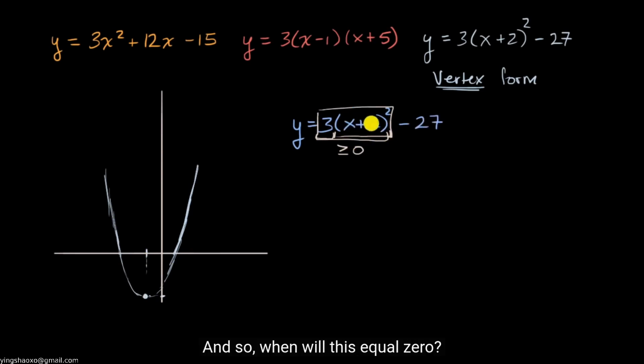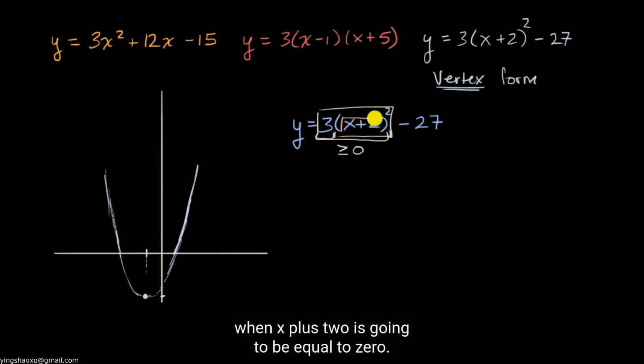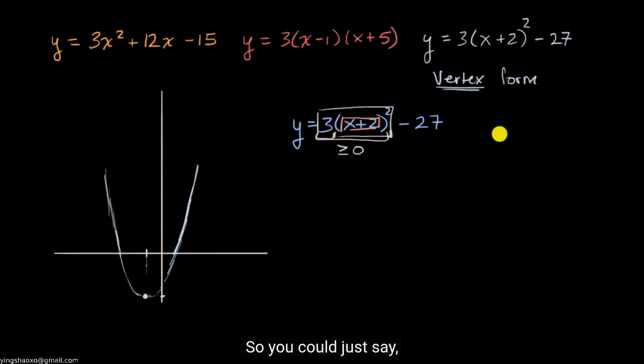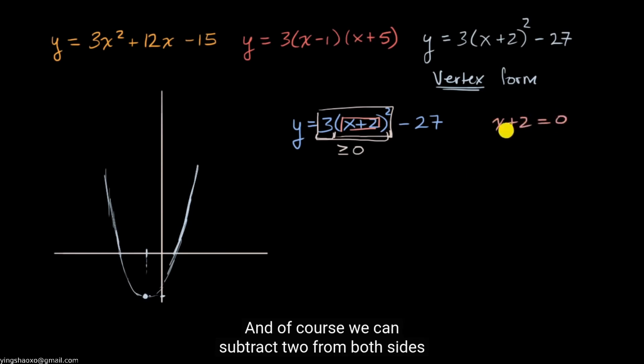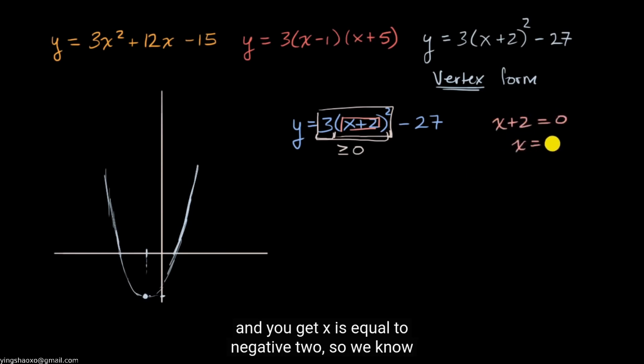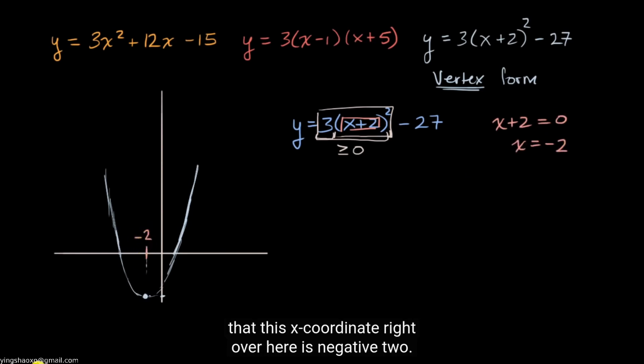And so when will this equal 0? Well, it's going to be equal to 0 when x plus 2 is equal to 0. So if you want to find the x-coordinate of the vertex, for what x value does x plus 2 equal 0? And of course, we can subtract 2 from both sides, and you get x is equal to negative 2. So we know that this x-coordinate right over here is negative 2.